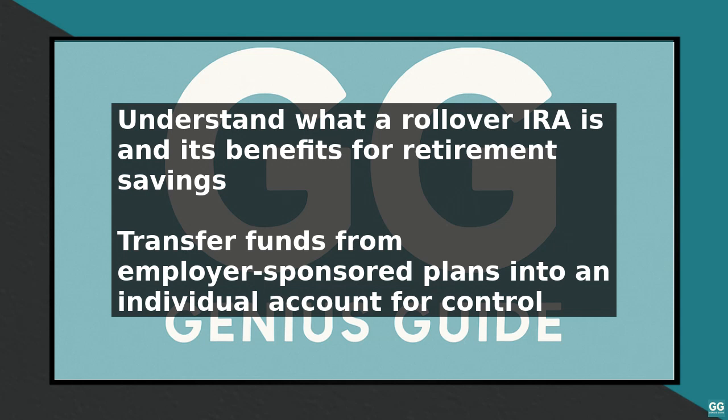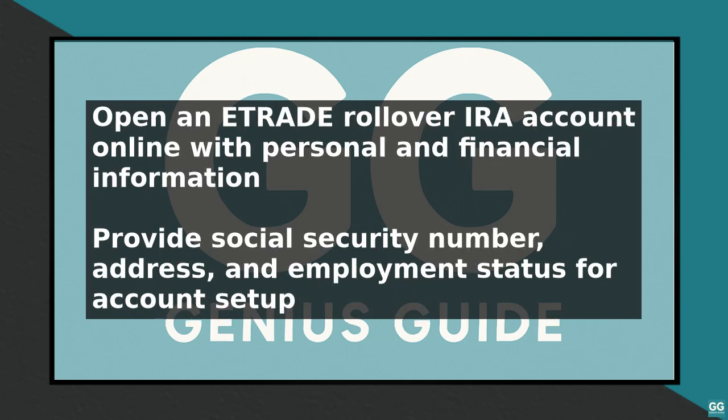First, open an E-Trade Rollover IRA account. You can do this online by visiting the E-Trade website and following the prompts to open a new account. You will need to provide personal and financial information, including your social security number, address, and employment status.